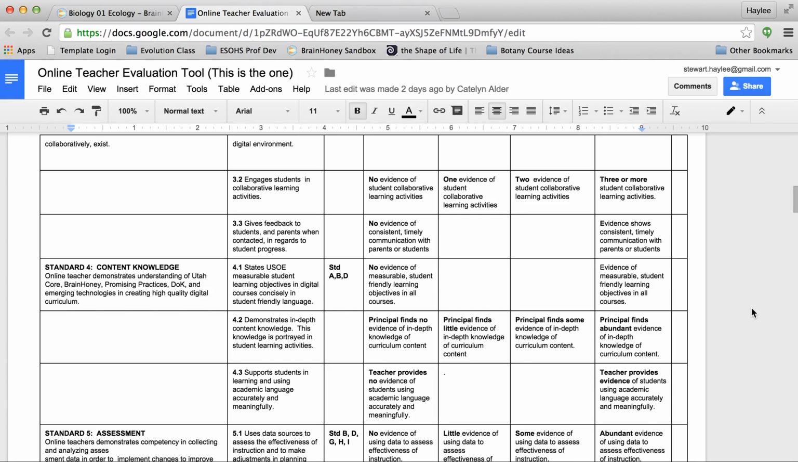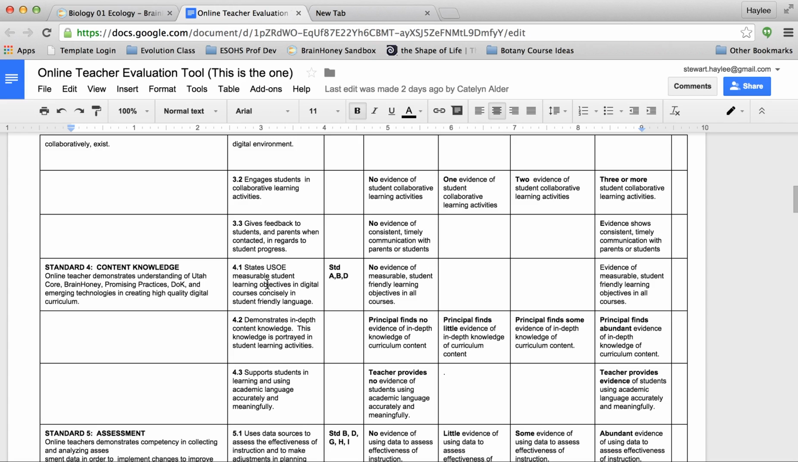Moving on to Standard 4. Standard 4 is all about content knowledge. And the first indicator, 4.1, says states USOE, so that's Utah State Office of Education, measurable student learning objectives in digital courses concisely in student-friendly language.